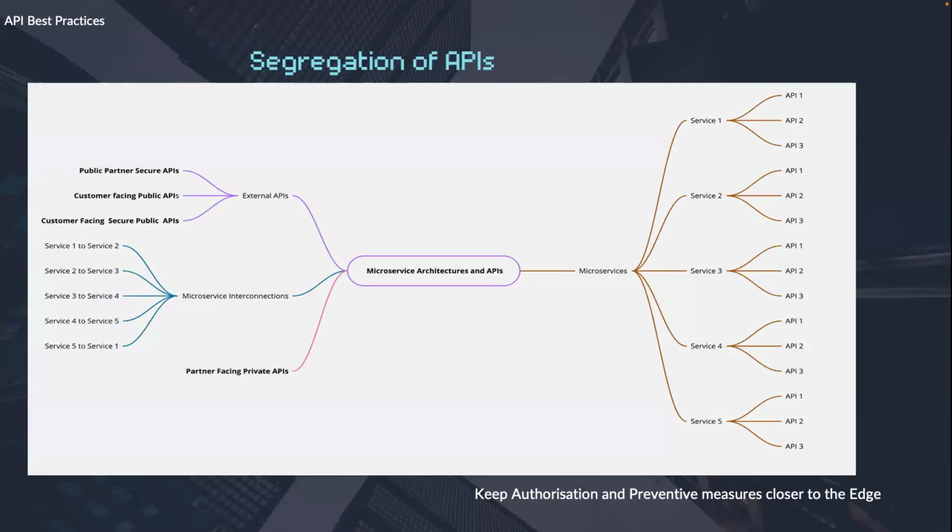The second one is segregation of your APIs. When designing your APIs, you need to understand which APIs are external and which are internal. All your external APIs you need to categorize further: the public partner secure APIs, your customer-facing public APIs, and also your customer-facing secure public APIs. What it means is, even if your customer can use a website, in order for them to authorize and get user context, this is the secure path they need to follow. Having this in place, the secure-facing public one and the partner-facing public one need to have a proper security mechanism in place. I'd say this is really important when it comes to securing your APIs.